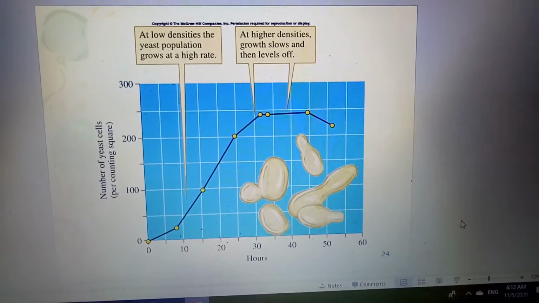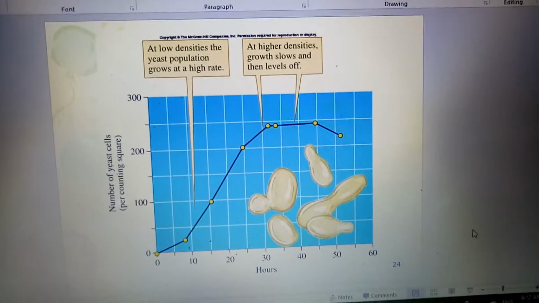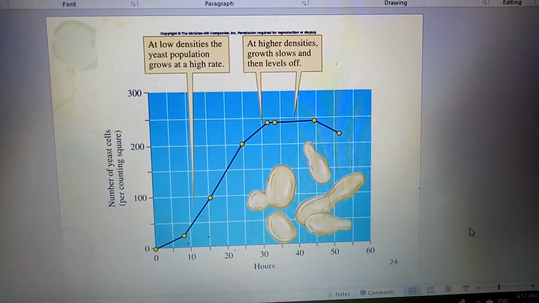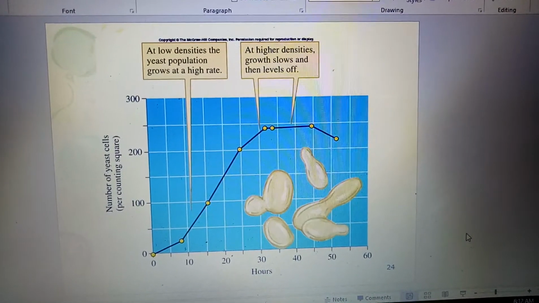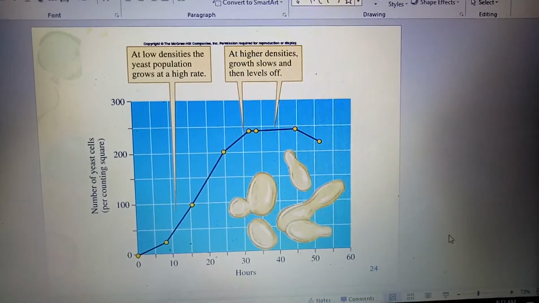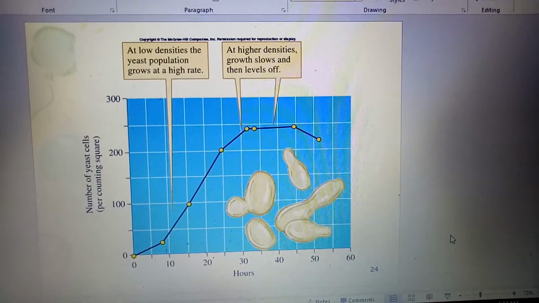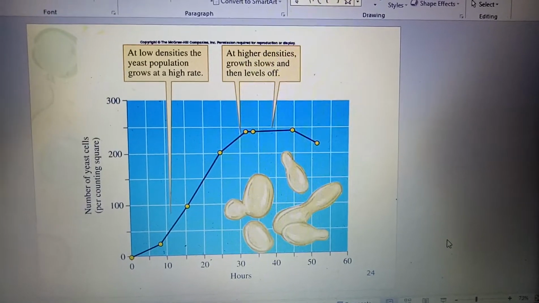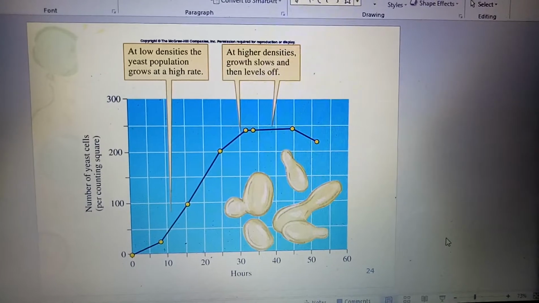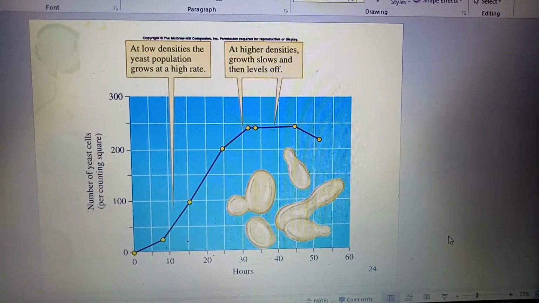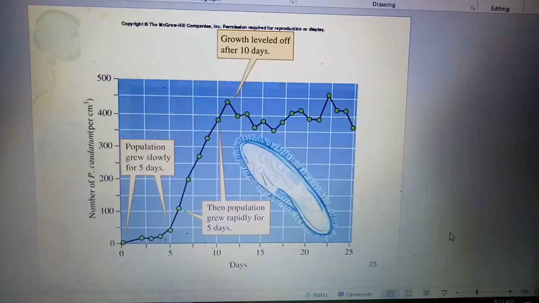This is another example for microorganisms, for microbes: yeast. This shows the number of yeast cells per counting square over hours. At the beginning, at low density, the yeast population grows at a high rate, yet at higher densities growth slows and then levels off, which means they might be going to die.